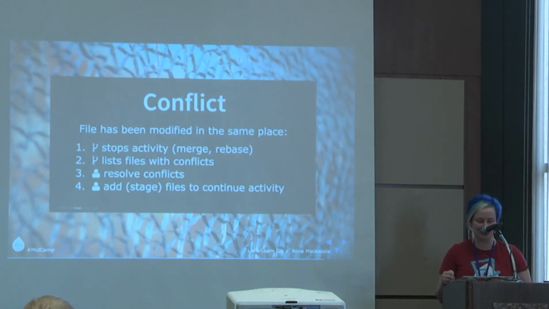Okay, this was really smooth so far, but what if there's a conflict? What if a file has been modified in the same place in two different branches? Well, when that happens, Git will stop the activity, whether it's a merge or rebase. It will list the files that have conflicts for you, and now it's your turn to resolve them. So you'll go into those files and resolve the conflicts, and afterwards, add them to stage the files to continue the merge or the rebase.